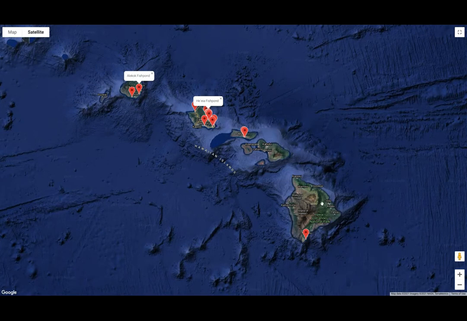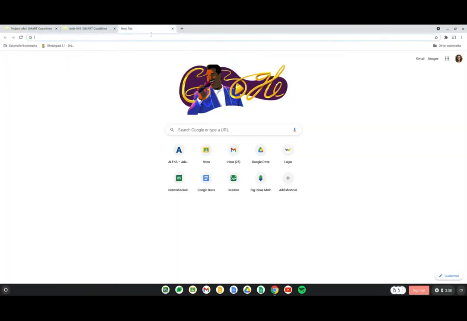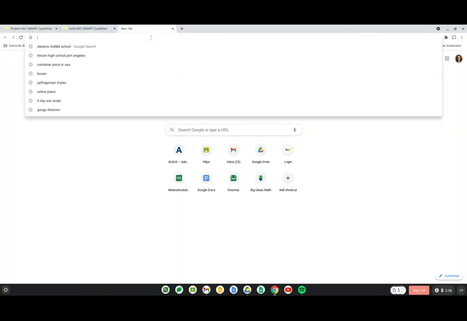This website is a collaboration with the University of Hawaii and the fish ponds across the Hawaiian Islands to set up live sensors that are constantly collecting data about the health of the Loko Iʻa. So what I'd like to do is show you how to use the website and to explore the data that's available. So what you can do is to go to this website, open a new tab on your browser, and go to smartcoastlines.org.